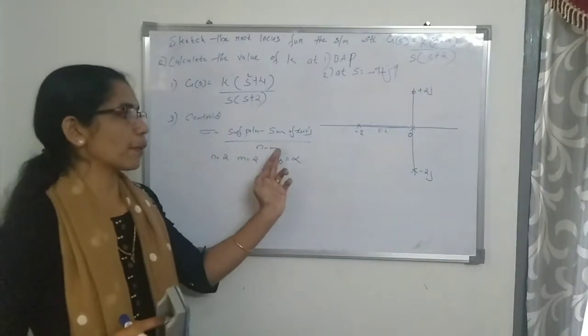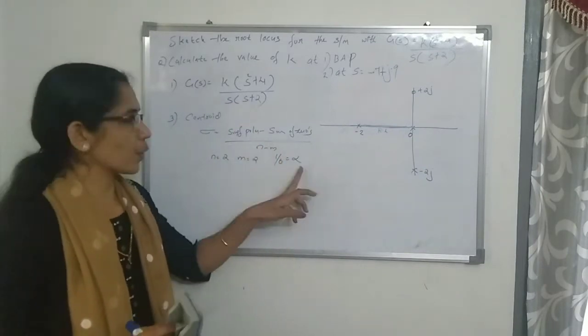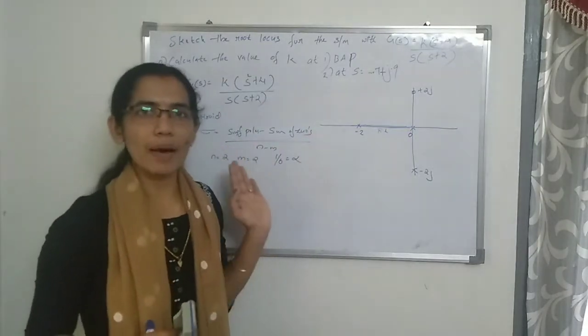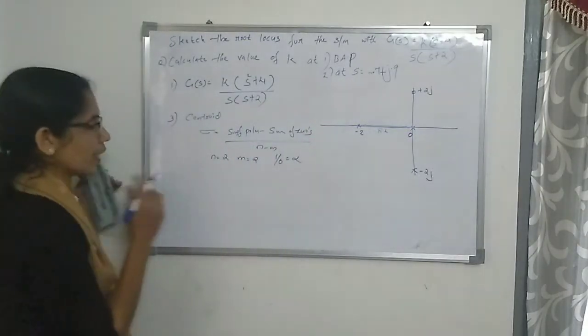If the number of poles and zeros are equal, it is 1 by 0, which is infinity. So we cannot mark the centroid. Here the centroid equals infinity.